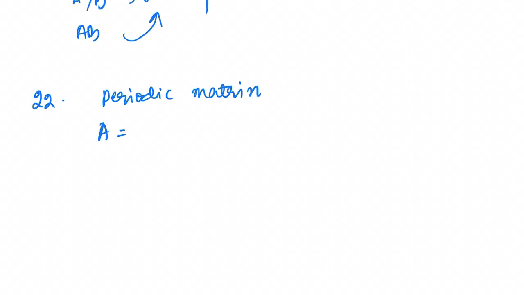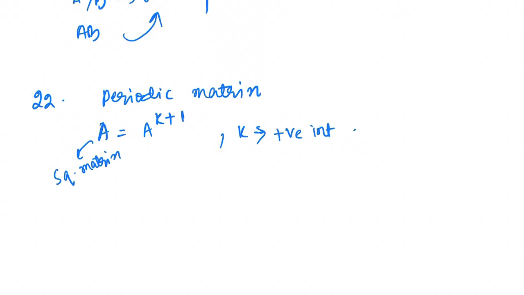In a periodic matrix, A is a square matrix, applicable only in square matrices. So A is a square matrix, and it should be equal to A to the power k plus 1. And what is k? k is some positive integer, alright. The least positive integer in the range of k is the period of A.